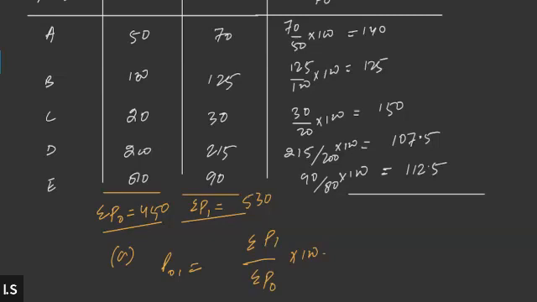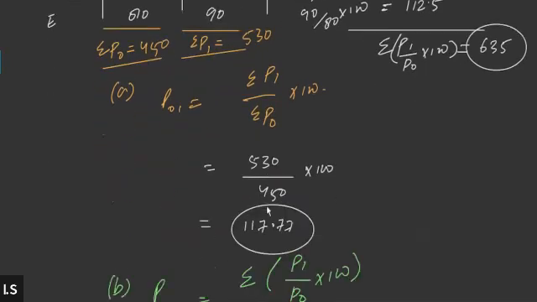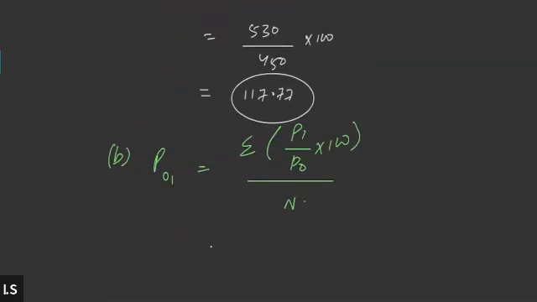P1 divided by P0 into 100. So 112.5 plus 107.5 plus 150 plus 125 plus 150, it will be 635. So sigma of P1 by P0 into 100 equals 635. Now we can simply put this value into the formula. The formula is sigma P1 by P0 into 100 divided by the number of items.